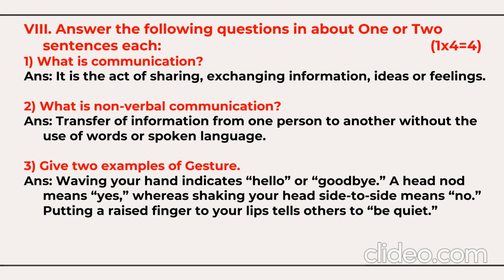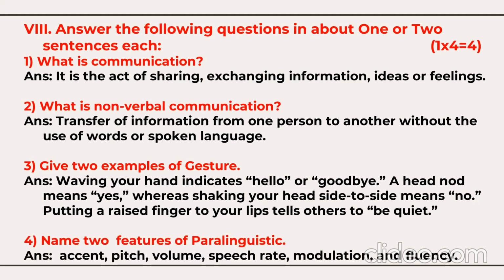Give two examples of gestures. For example, waving your hand indicates hello or goodbye. Or when you nod your head, that means yes. When you shake your head side to side, that means no. When you put a finger to your lips, that means to be quiet. So these are the examples of gesture. Then name two features of paralinguistics: accent, pitch, volume, speech rate, modulation, fluency. You can opt for any two.